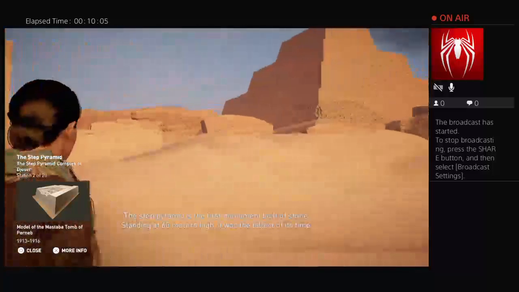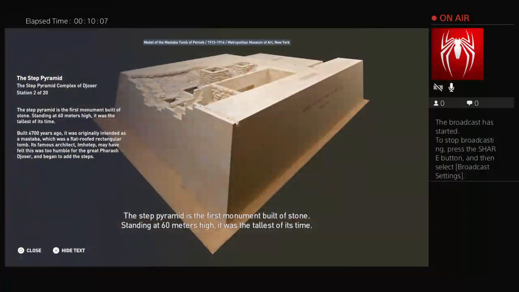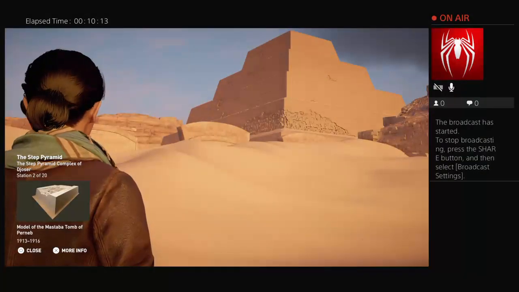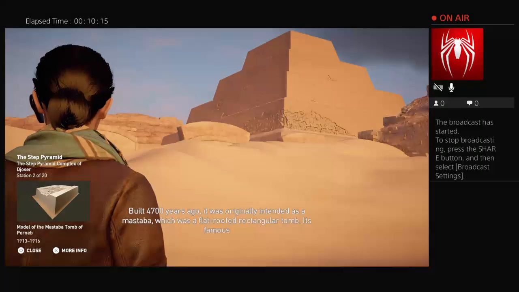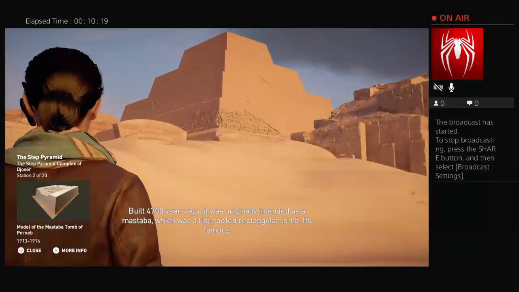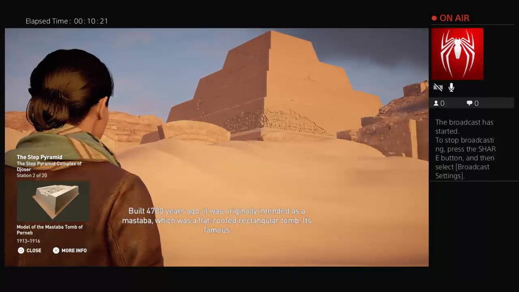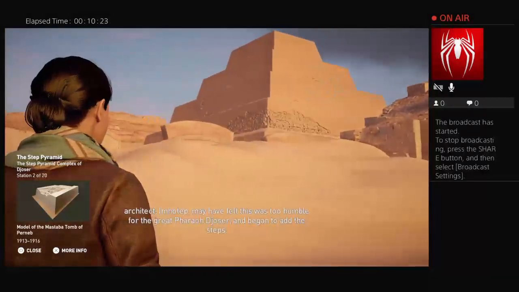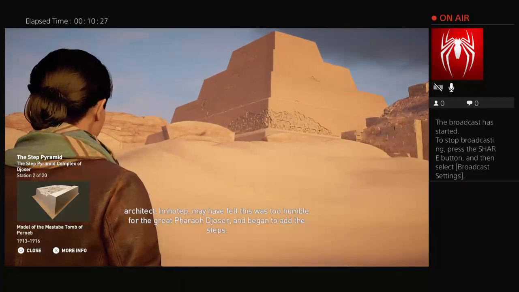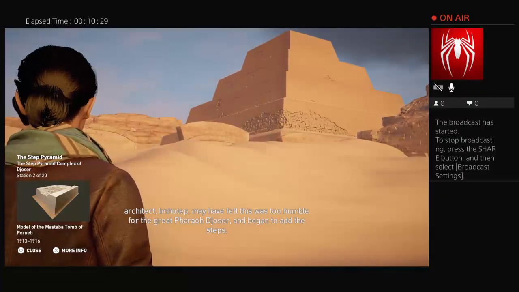The Step Pyramid is the first monument built of stone. Standing at 60 meters high, it was the tallest of its time. Built 4,700 years ago, it was originally intended as a mastaba, which was a flat-roofed rectangular tomb. Its famous architect, Imhotep, may have felt this was too humble for the great Pharaoh Djoser and began to add the steps.